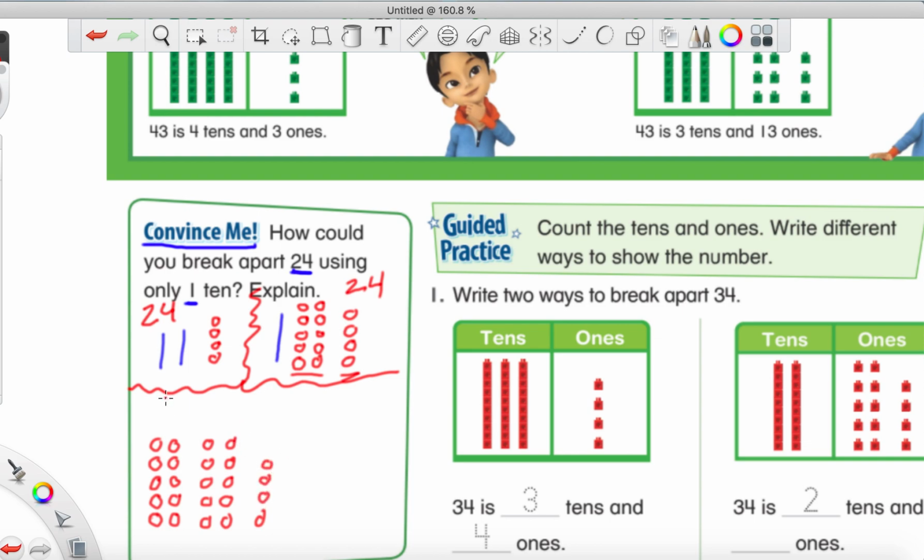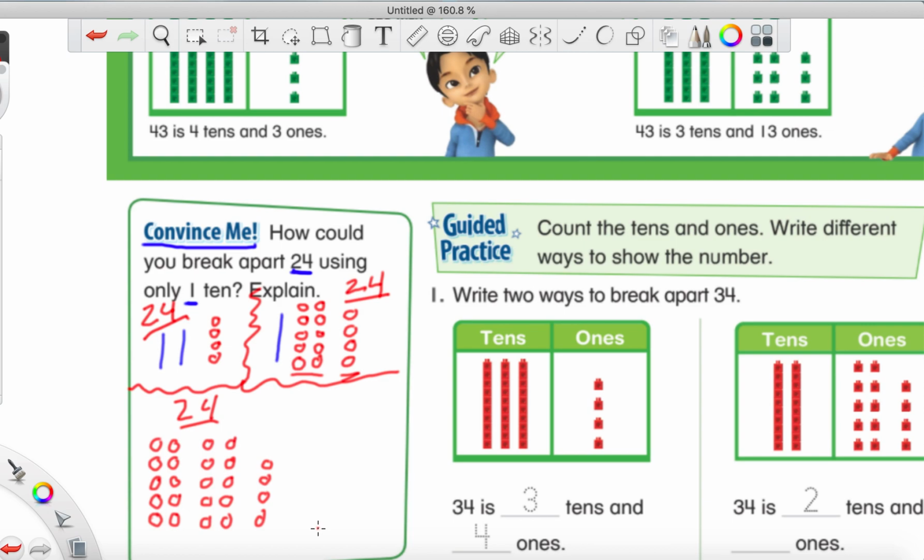Now, it looks different, but this still makes the number 24 also. So we have 24 drawn one way here, the way that we already learned with 2 10s and 4 1s. We made 24 over here with just 1 10, and then the rest are 1s. And then we can also make the number 24 with all 1s. So there's 3 different ways we can make 24. 3 entirely different ways.